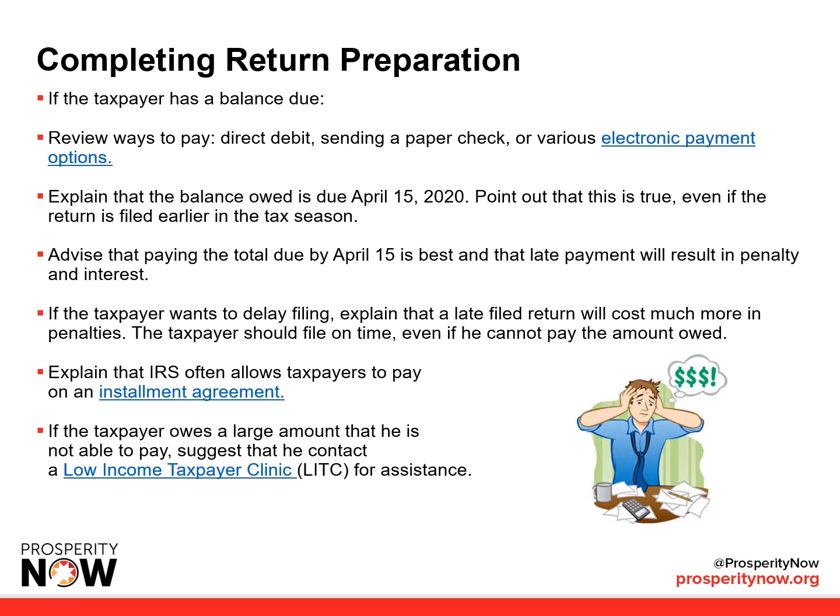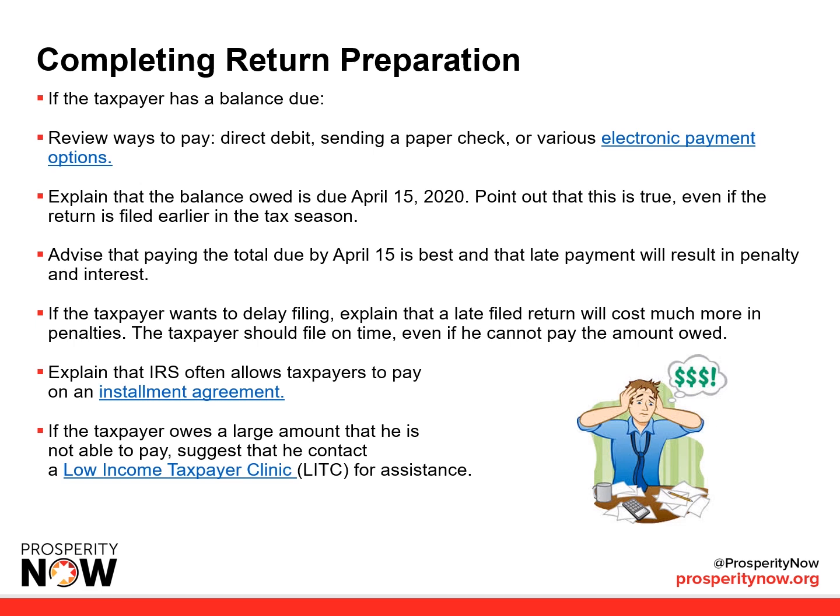If the taxpayer has a balance due, review the ways to pay, either direct debit, sending a paper check, or various electronic payment options. Explain that the balance owed is due on April 15th, 2020. Point out that this is true even if the return is filed earlier in the tax season. Advise that paying the total due by April 15th is best, and that late payment will result in penalty and interest. If the taxpayer wants to delay filing, explain that a late filed return will cost much more in penalties. The taxpayer should file on time, even if they cannot pay the amount owed.